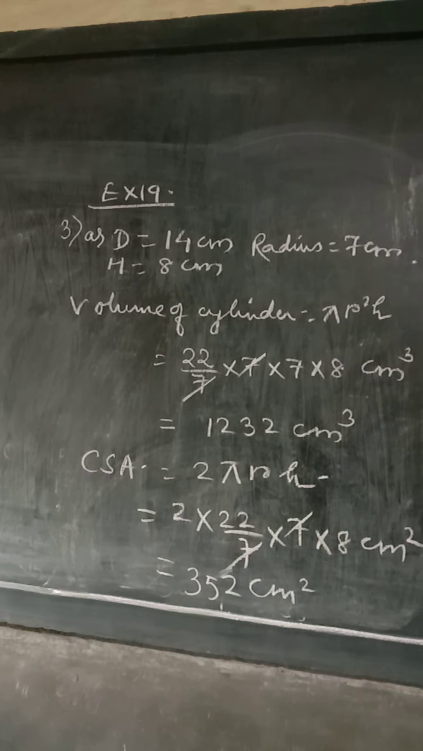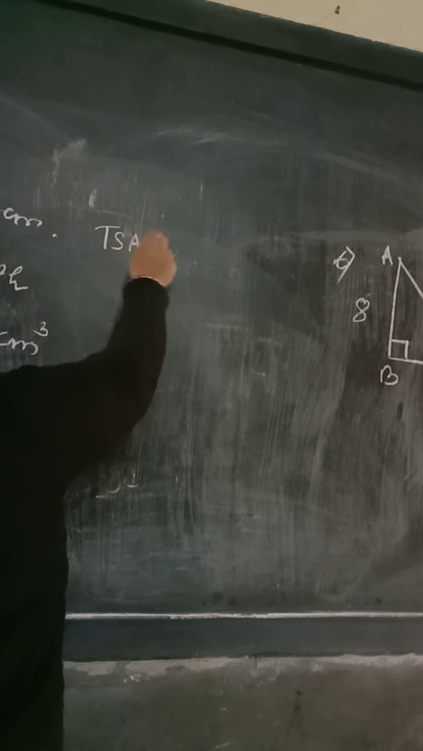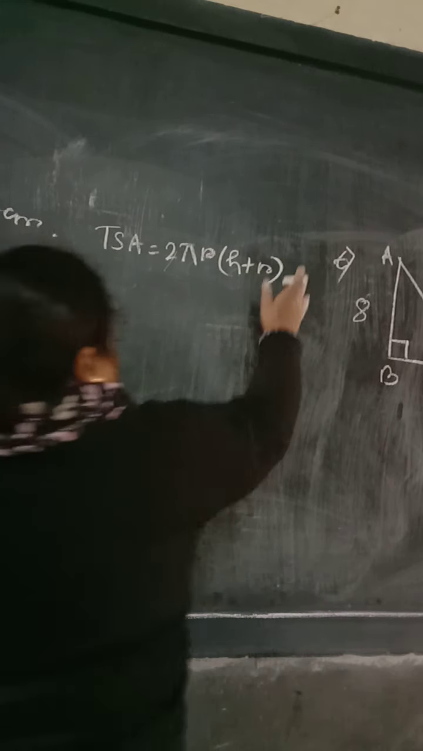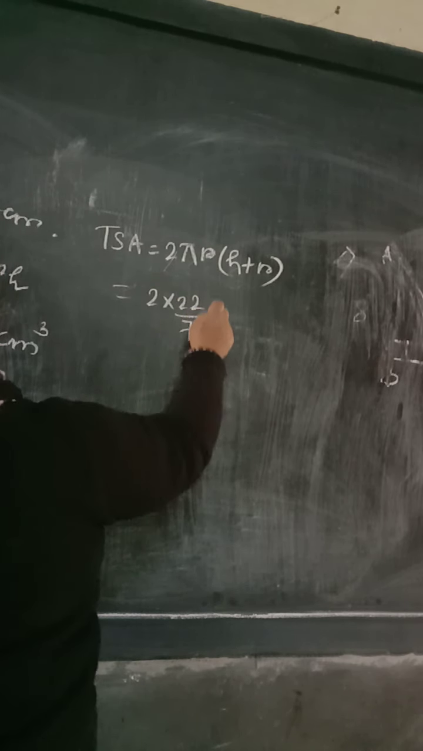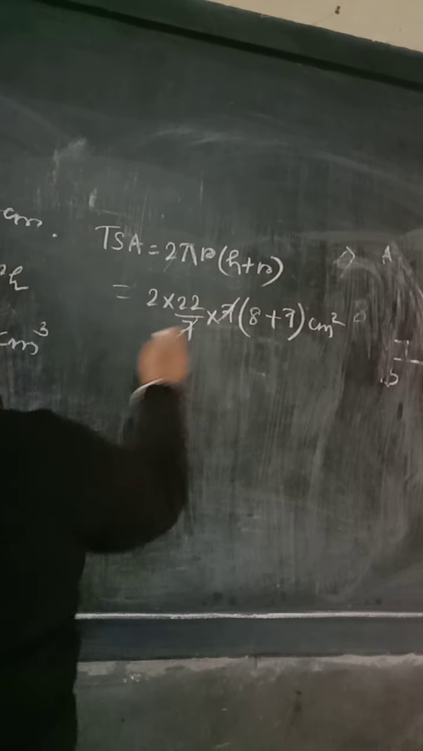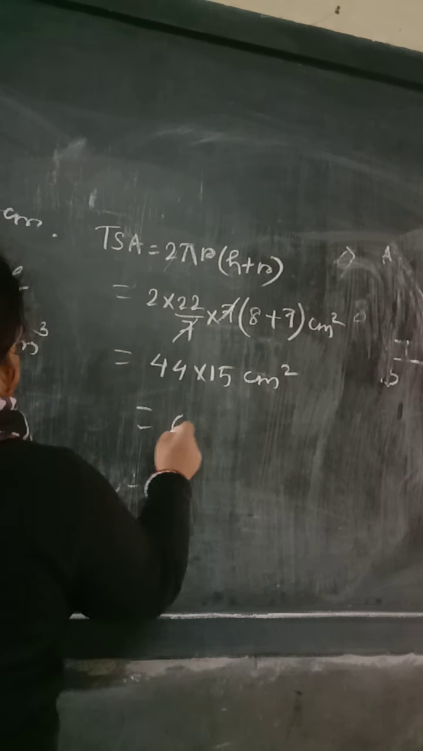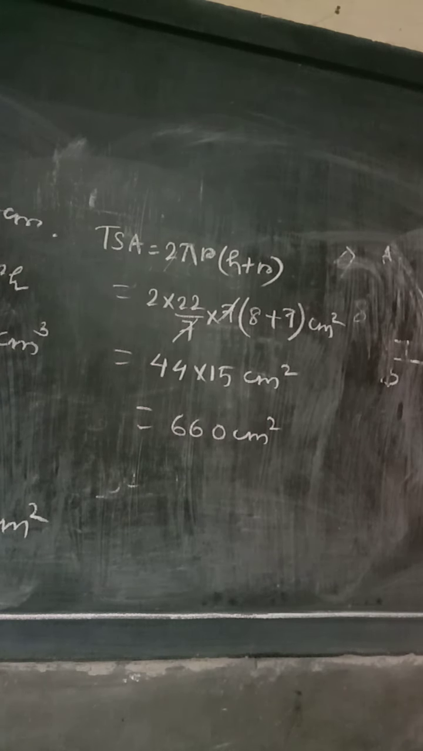Now next we have to find TSA, total surface area. Now the formula of TSA we know, 2 pi r (h plus r), or 2 into 22 by 7 into 7, 8 plus 7 centimeter square. This 7 is cancelled, so 44 into 15 centimeter square, or 660 centimeter square. In this way you have to solve question number 3.